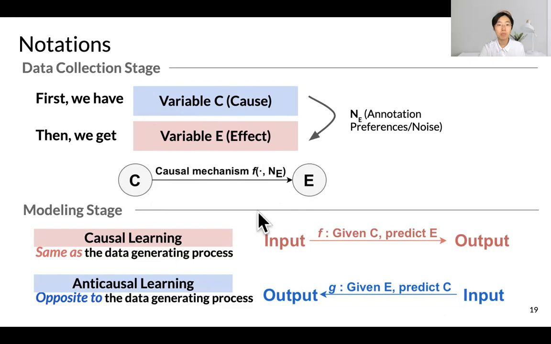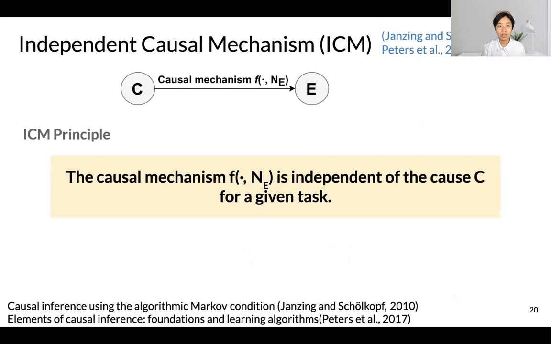And then in the modeling stage, for the two tasks, causal learning and anti-causal learning, causal learning learns the f, which is the same as the original causal mechanism of the data. And anti-causal learning learns a G, which is the reverse of the data generation mechanism. And the independent causal mechanism, ICM, suggests that the causal mechanism is independent of the cause C for a given task.